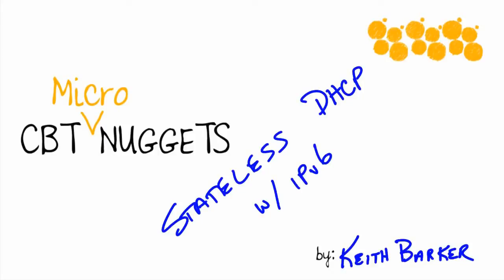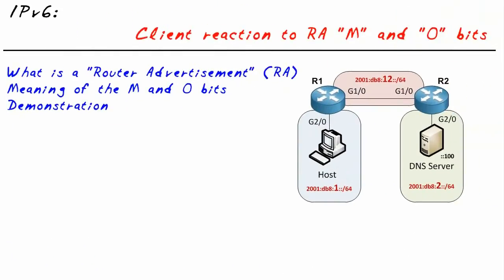Stateless Dynamic Host Configuration Protocol with IPv6. In this MicroNugget, we'll take a look at how a DHCP server can be used not to hand out IP addresses, but simply information like DNS. Let's begin. Our objective in this MicroNugget is simple.